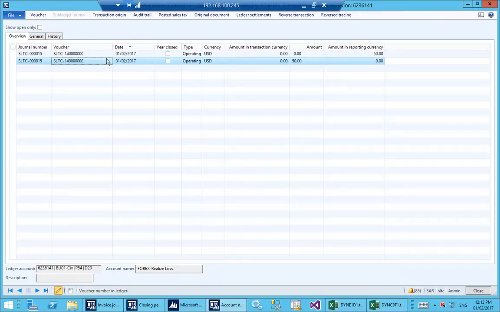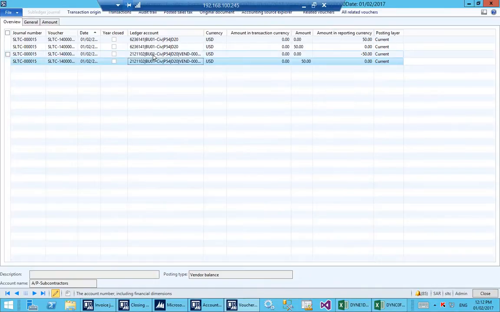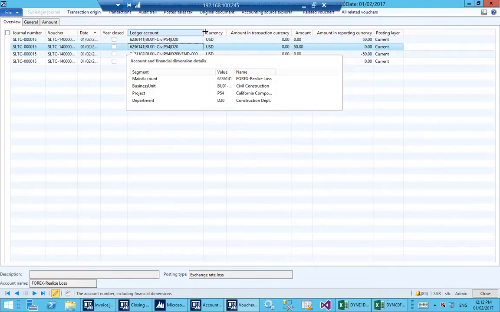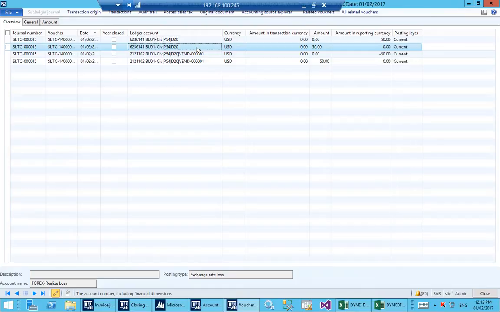First February, journal number, voucher. This is which account? This is vendor balance. So subcontractor has been credited. And cost, forex, but it has not gone to the same ledger actually. Forex realized loss. The objective of doing this exercise is that this goes to the same cost ledger.